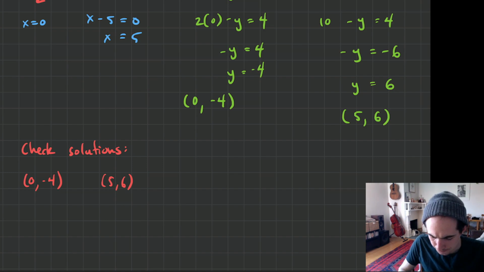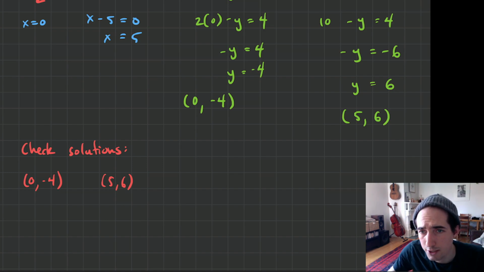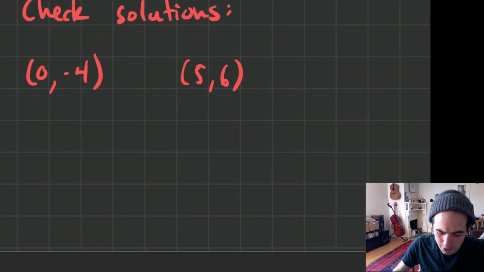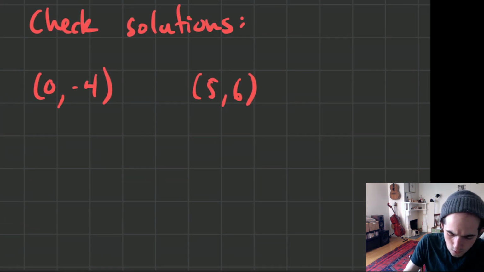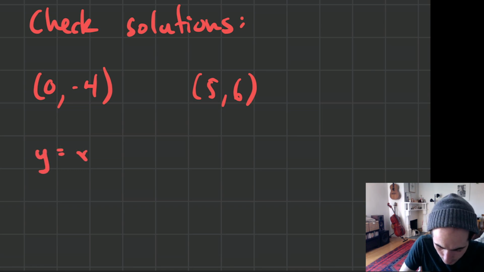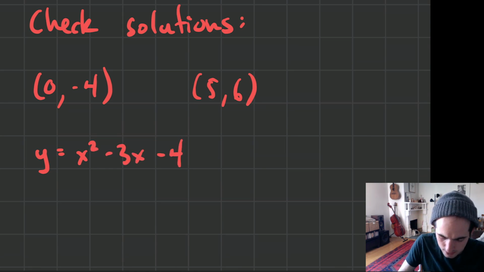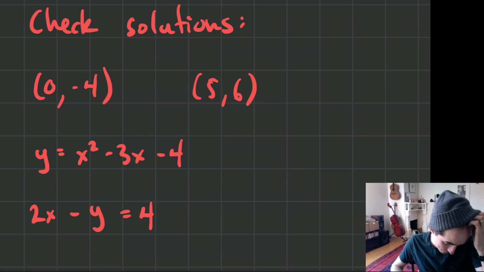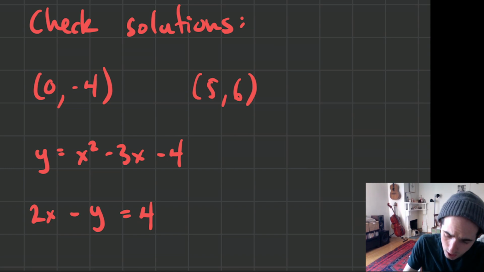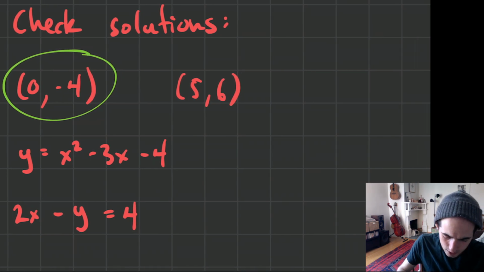So let's go back to the original, and I'm just going to rewrite the equations again. The one quadratic equation that I have is y equals x squared minus 3x minus 4, and the linear equation is 2x minus y equals 4. Okay, so let's try the first one, and we'll do it in both equations.